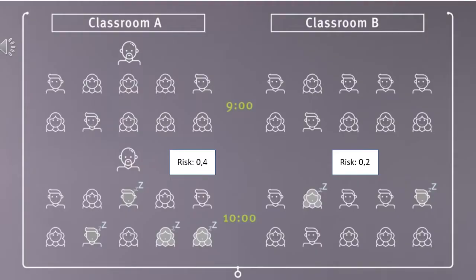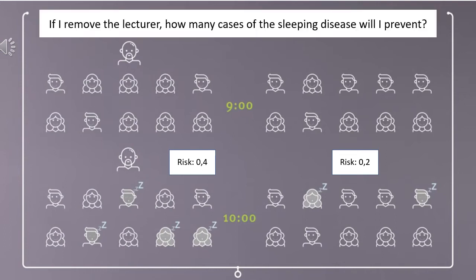Let's come back to our example with the sleeping in classroom disease. We have already attempted to calculate the association between the boring lecture and the sleeping in classroom disease. We will now calculate the attributable risk, which will answer this question. If we remove the lecturer, how many cases of the sleeping disease will be prevented? We cannot blame the lecturer for all the sleeping, because look, 2 people are asleep in the classroom too as well, and there isn't the boring lecturer. Let's call this the background incidence.